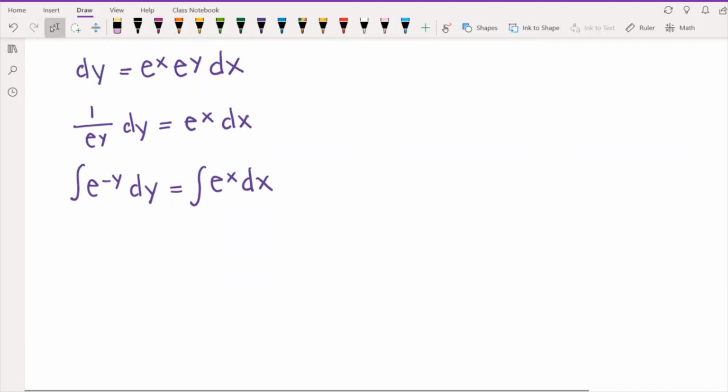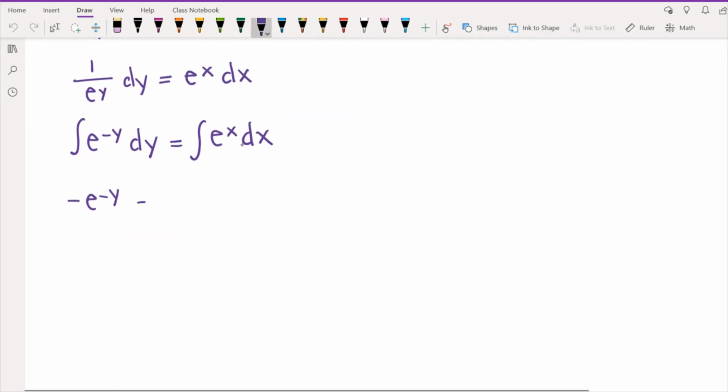Okay, so what's the antiderivative on the left-hand side? Well, it's not just e to the negative y, it's negative e to the negative y. And you could do a substitution to find that, but that's one of those substitutions that you might want to just do in your head. And what do we get on the right-hand side? We get e to the x plus c.